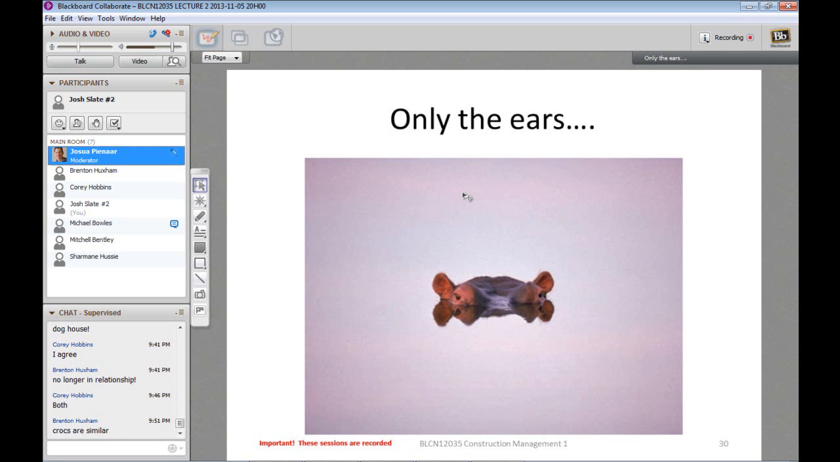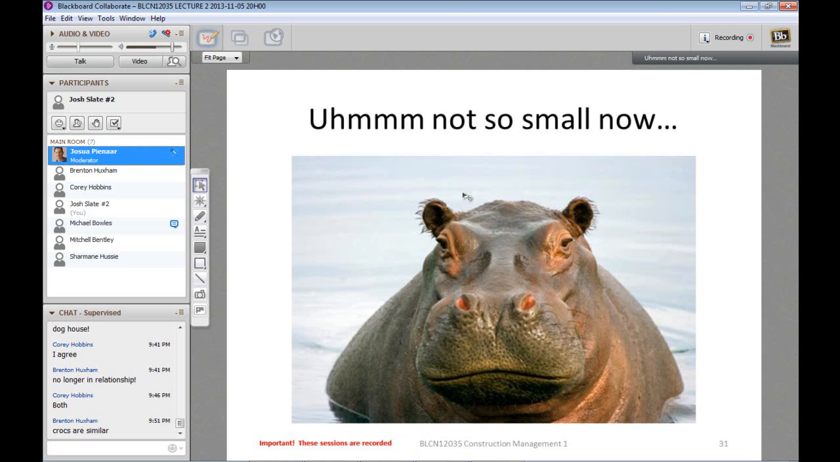All right, so of course when we look at the rest of our project or hippo, you can see it becomes quite a bigger animal at the end of the day. All right, so that's basically the first part of the lecture that we wanted to look at. So we've now reached the end of where question 1 ends.